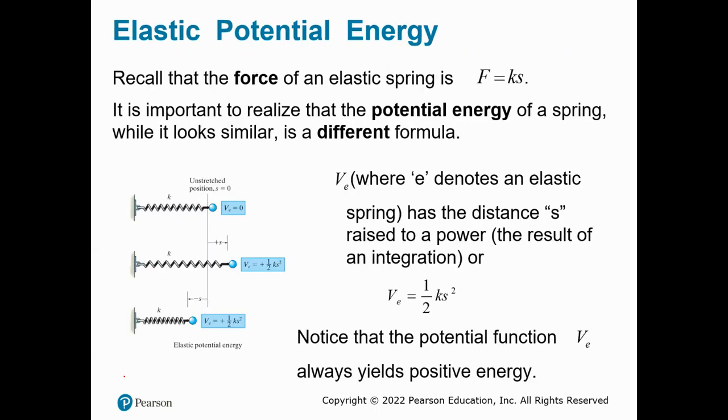And then elastic potential energy. Recall that the force of an elastic spring is F equals ks, where k is the spring constant and s is how much the spring is being stretched or compressed. It's important to realize that the potential energy of a spring, while it looks similar, is a different formula. The potential elastic energy VE has the distance s raised to the power of two, so we write VE equals 1/2 ks squared. Notice that the potential function VE always yields positive energy.